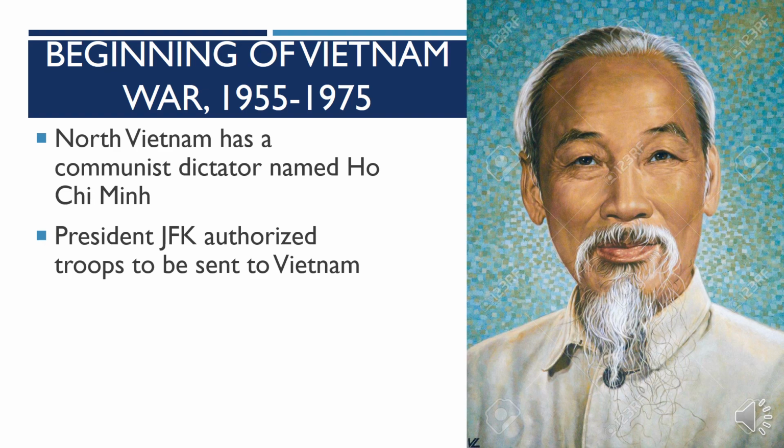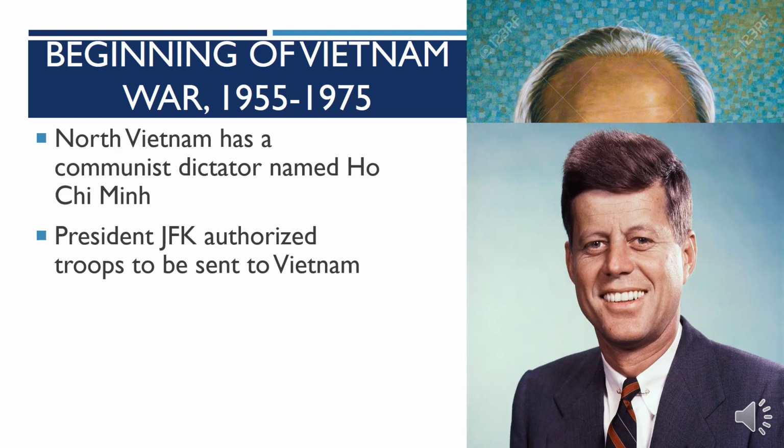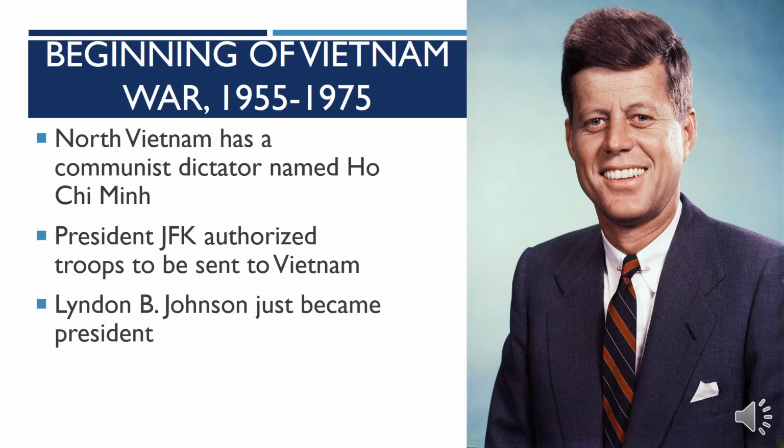So the president at the time who first did something about North Vietnam, his name was John F. Kennedy, and we just call him JFK for short. So President JFK, he sent some troops to Vietnam, and they were sent there not to fight, but to just kind of keep an eye on things. So he was the first one to authorize troops to be sent to Vietnam. And here's what he looks like.